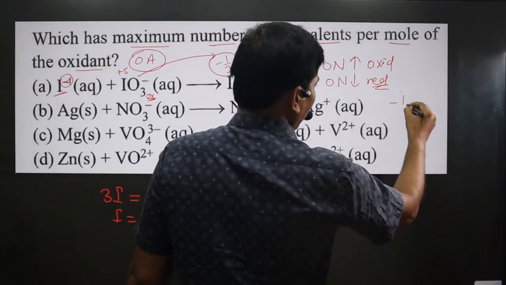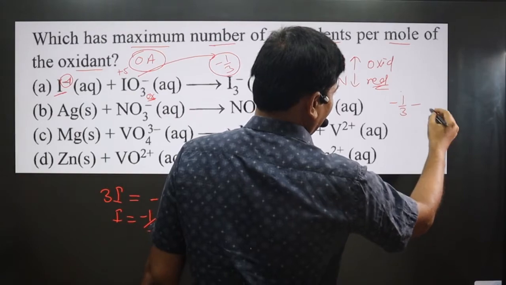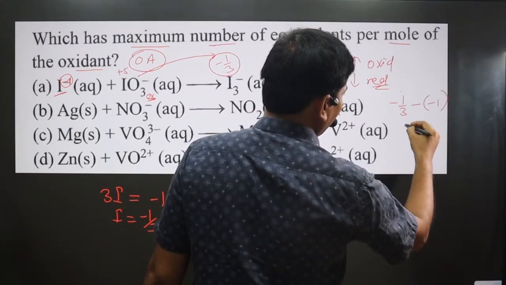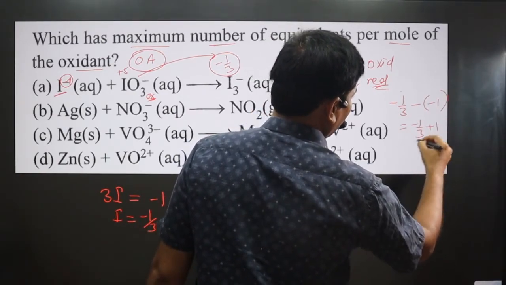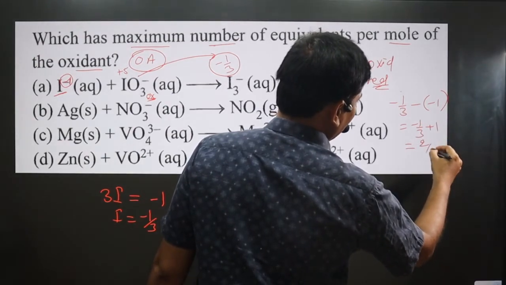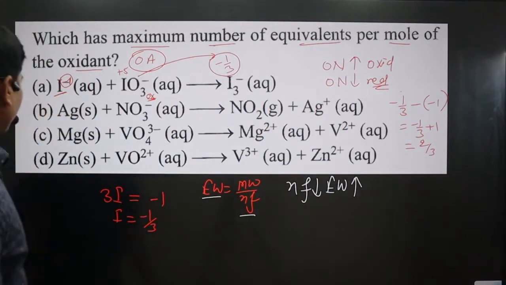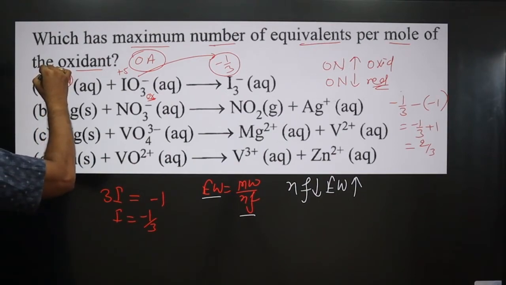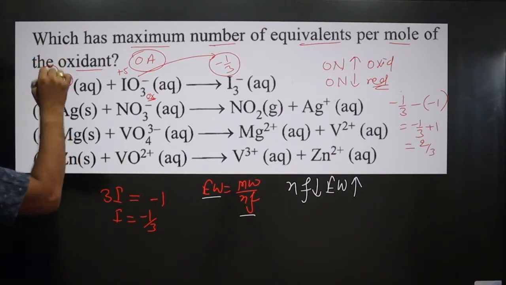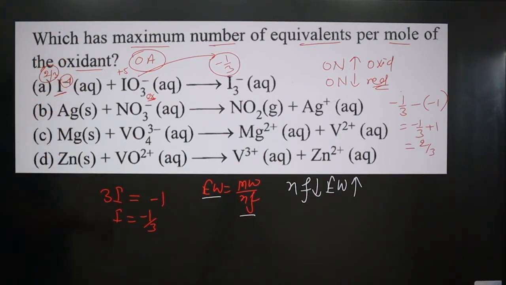So minus 1 by 3 minus, okay, and minus 1 is there. If you simplify minus 1 by 3 plus 1, this is what we are getting. 2 by 3 is there. Okay, 2 by 3. So the n factor value for this case is 2 by 3. Now we can calculate the n factor value for the other reducing agent. Move on to the next equation.